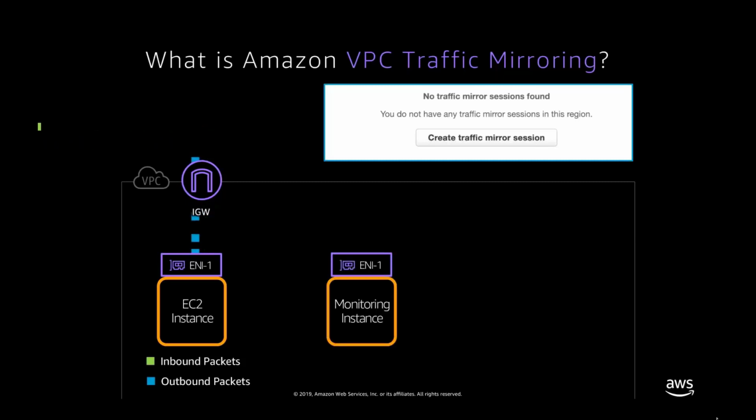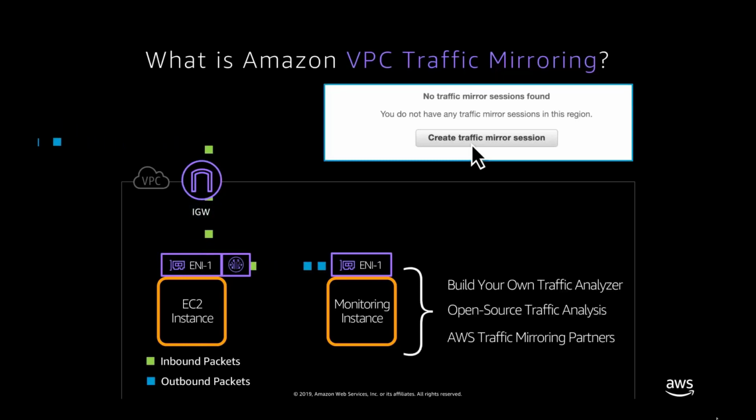The first thing you do is create a monitoring instance where you want to receive the mirror traffic. And then you go and create a mirror session. By default, there are no mirror sessions in your VPC, so you have to create one. Once you create that, traffic mirroring is enabled on a specific source. In this case, we have enabled traffic mirroring on the ENI of the EC2 instance that we want to monitor. Once it's done, you can specify the monitoring instance as your target, and all your traffic coming in and out of the ENI is now mirrored to this monitoring instance.